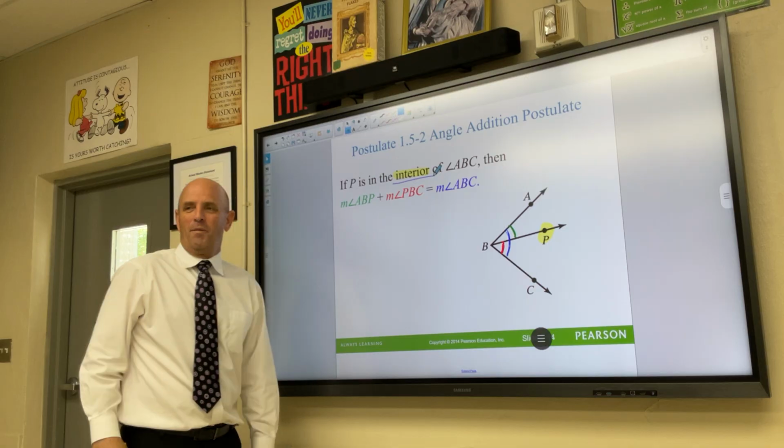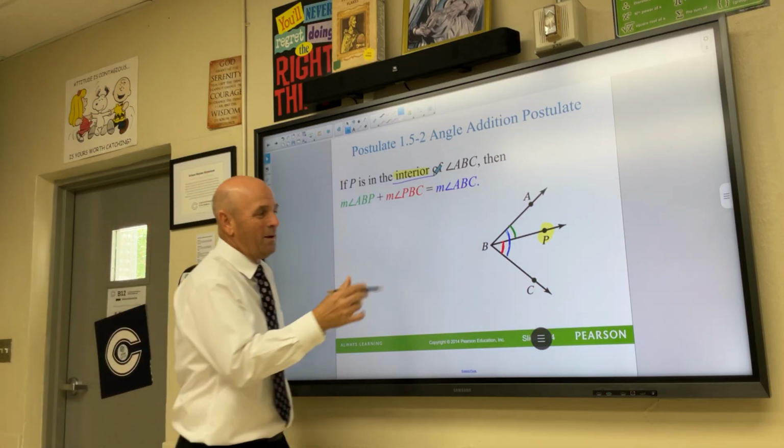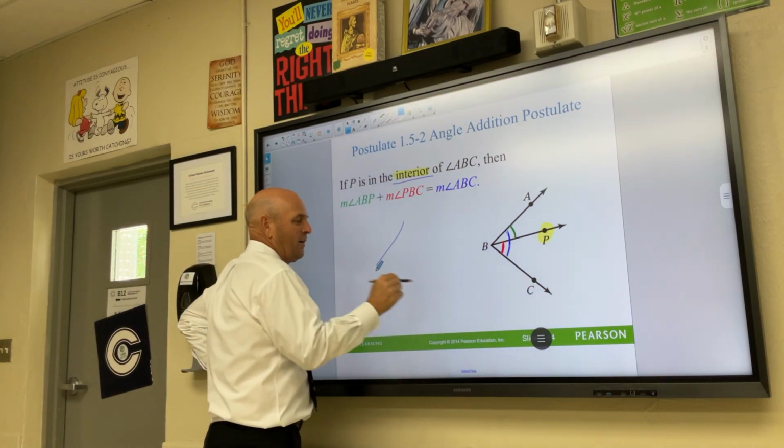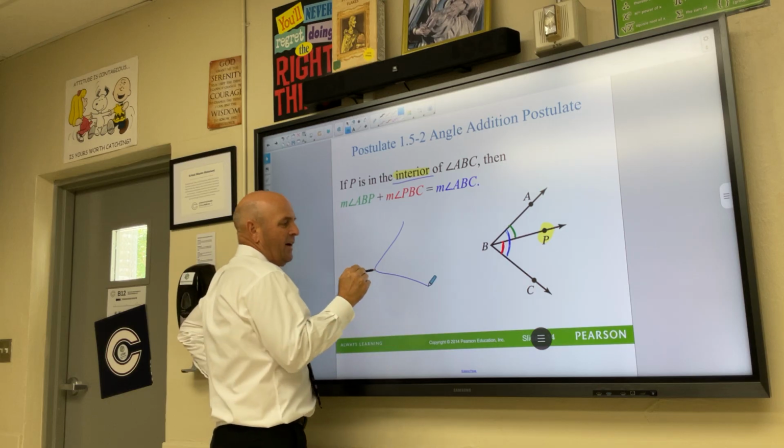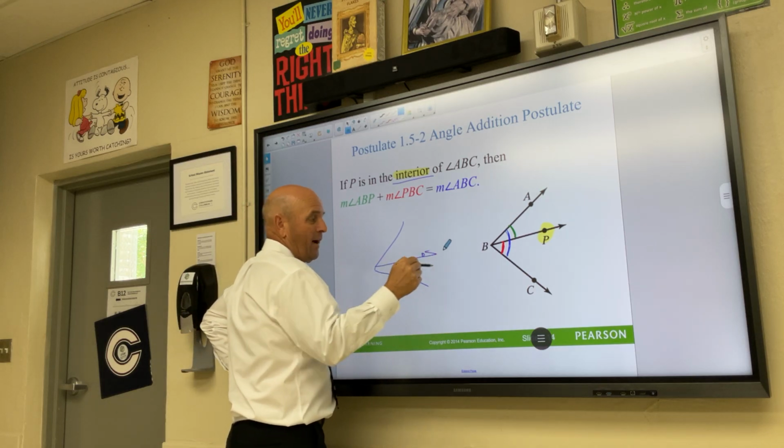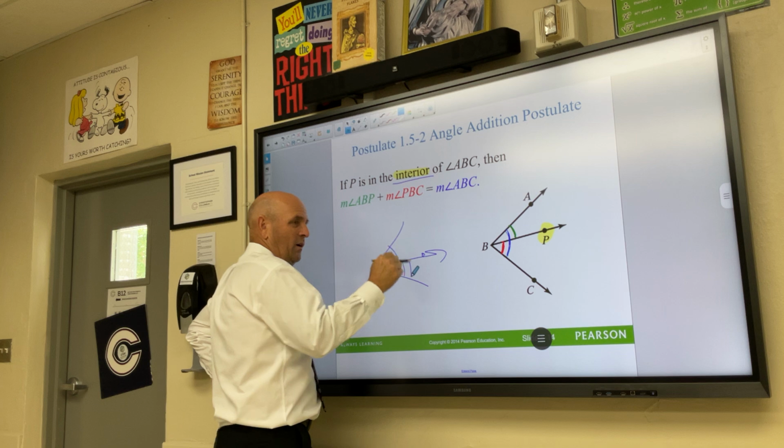There's that word interior. Remember they said interior, exterior. So what it means is if I have an angle, and then I have a point inside and I draw that ray, then it divides these into the whole thing.